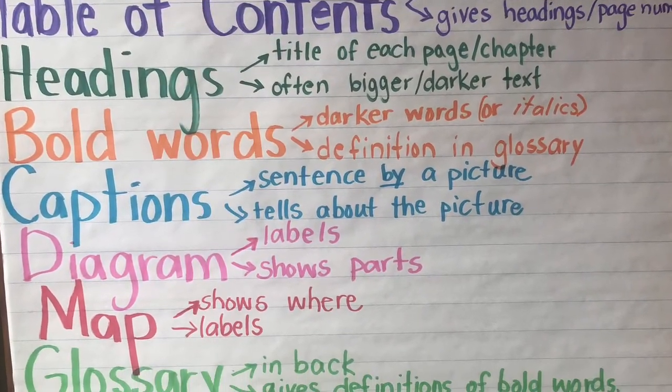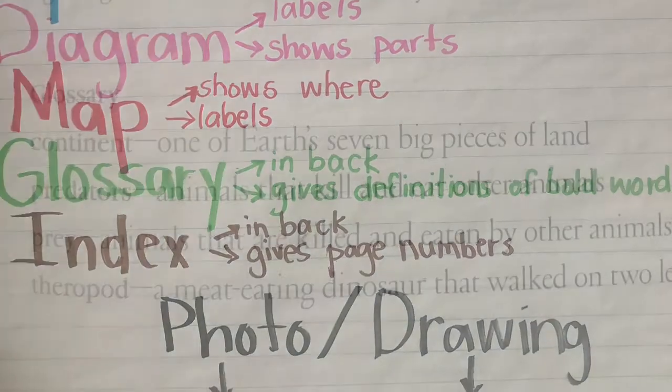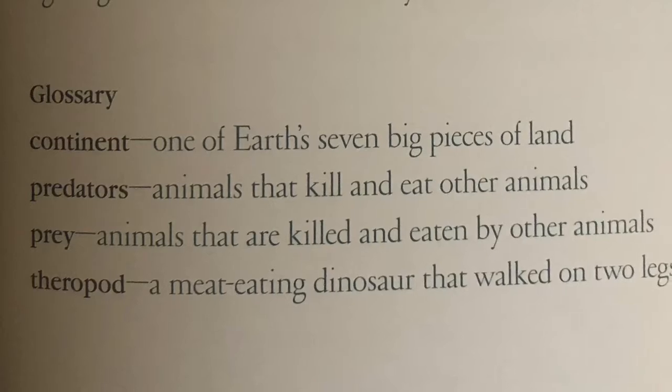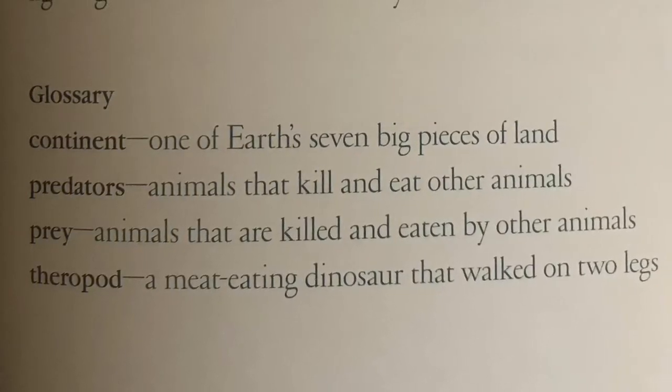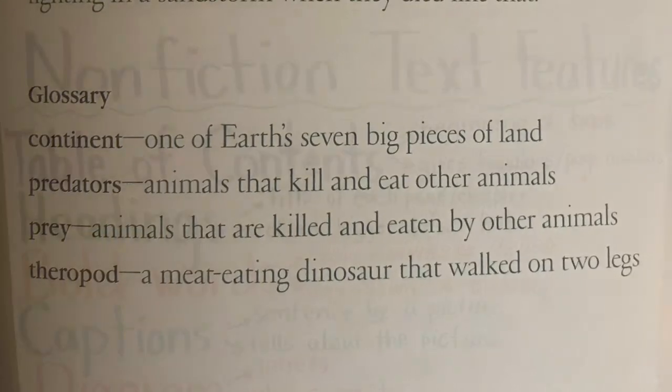In our Velociraptor book, I couldn't find a map, but I could find a glossary. The glossary is in the back of the book, and it gives definitions of bold words. So for example, it says that continent means one of Earth's 7 big pieces of land.